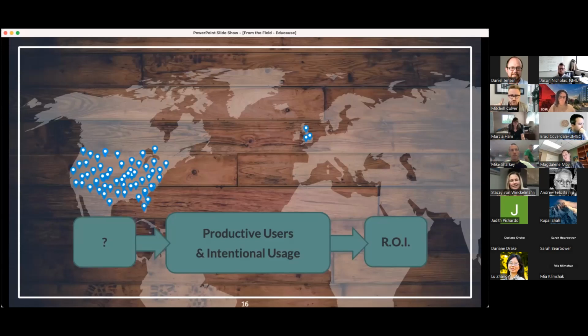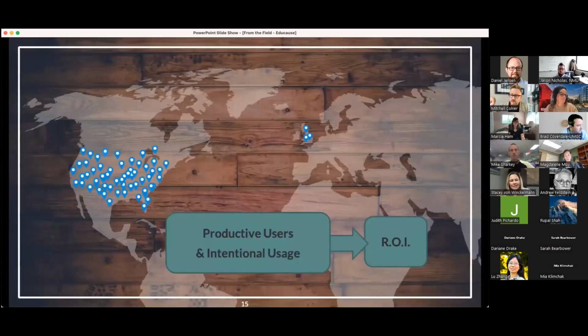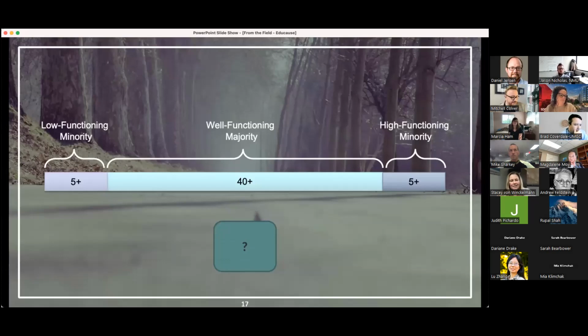That arrow is the truest arrow you can find, the link between those two boxes, productive users and intentional usage leads to ROI. As often as we have seen productive users and intentional usage, we have found ROI. As often as we have found ROI, it is because there are productive users and intentional usage. So the real kicker is, what's the antecedent? What leads to productive users and intentional usage? That's the real question.